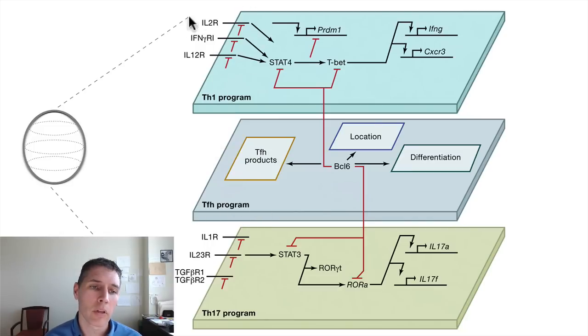And those can be driven certainly if there are continuous external signals coming into the cell that are inductive signals, for example, for a Th1 program. BCL6 is going to attempt to repress those, but cannot completely extinguish them. And so you can get some level of coexistence between TFH and other programs within the same cell.